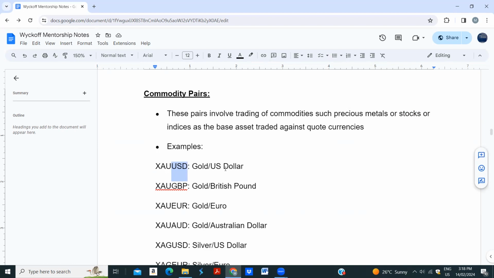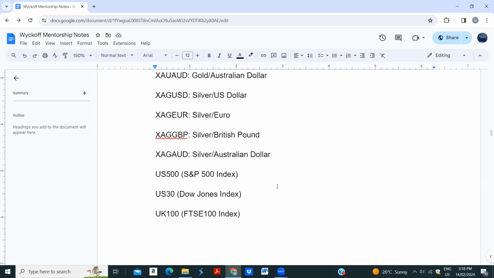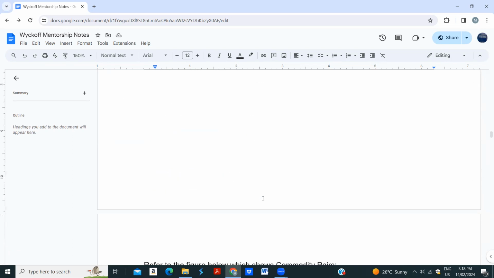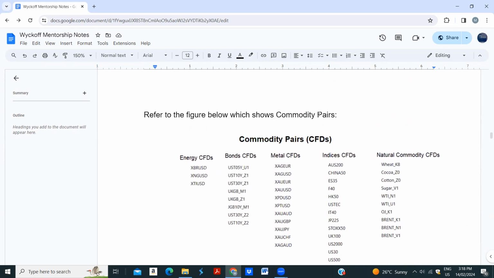For example, we have gold, US dollar, XAUUSD, XAUGBP. So XAU is the base commodity, and British pound is a quote currency. Okay, so when we combine a base commodity and a quote currency together, we call it a commodity pair. So in commodity pairs, we have gold, silver, we have S&P 500 index, we have Dow Jones, we have UK 100, which is also known as FTSE 100. Okay, now these are the examples of the commodity pairs.